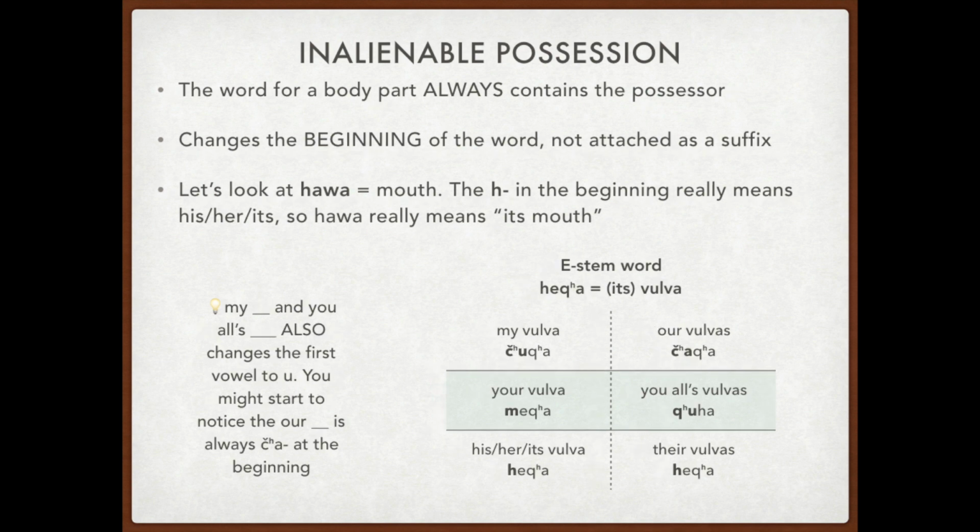So let's look at E stem words. E stem words for body parts are really rare. That's why I had to use this word, vulva. Heka. Heka means its vulva, really. It really has this secret "its," or his or her, in there. So let's look at my vulva.